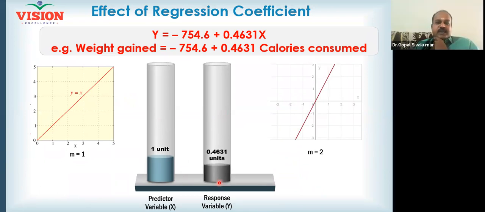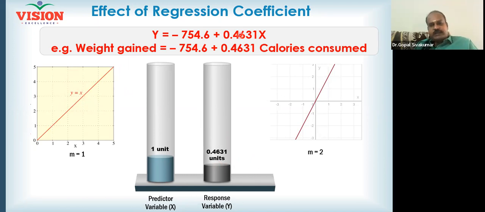You understand? The physical unit for x is calories. The physical unit for y is grams. It depends from case to case. We understand this using the regression coefficient. And graphically, what is the regression coefficient of this equation? Y equal to x. What is the regression coefficient here?